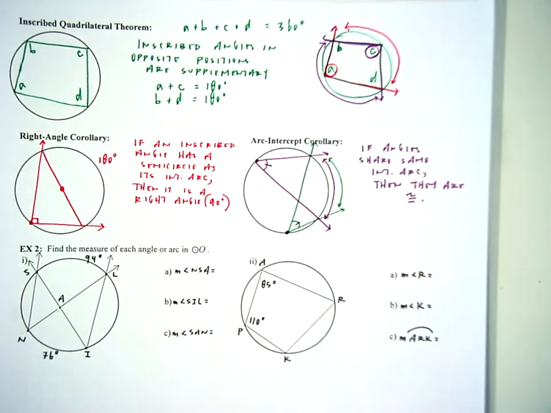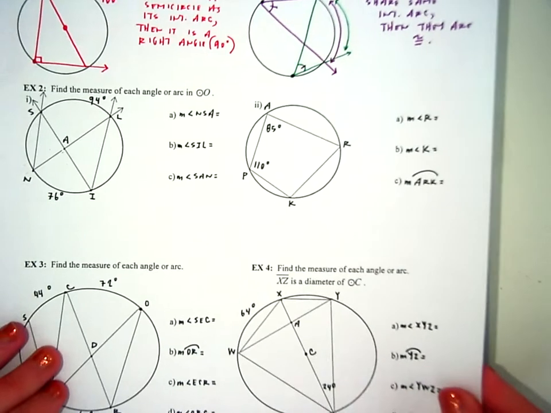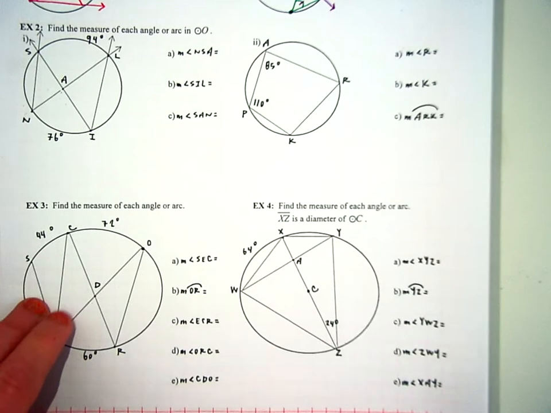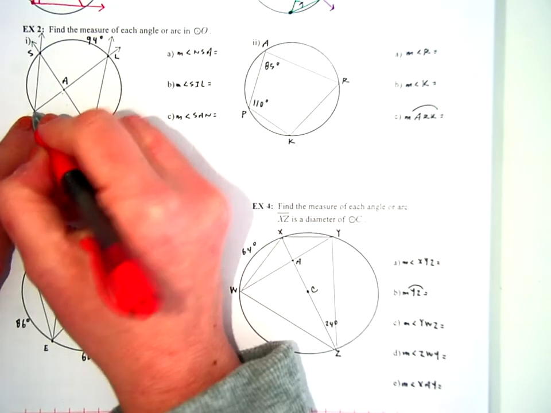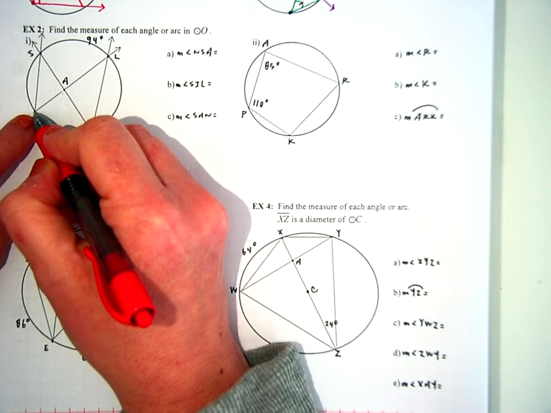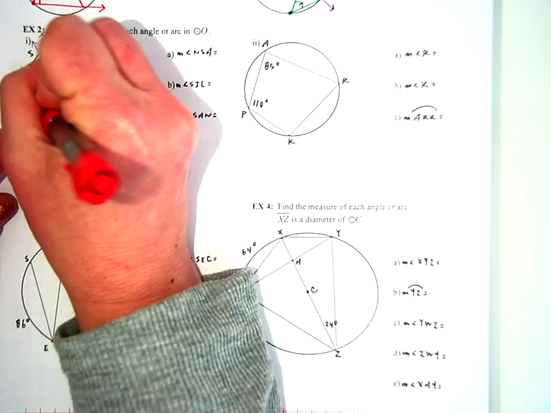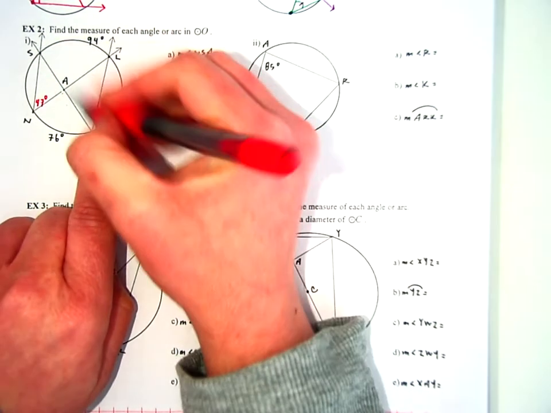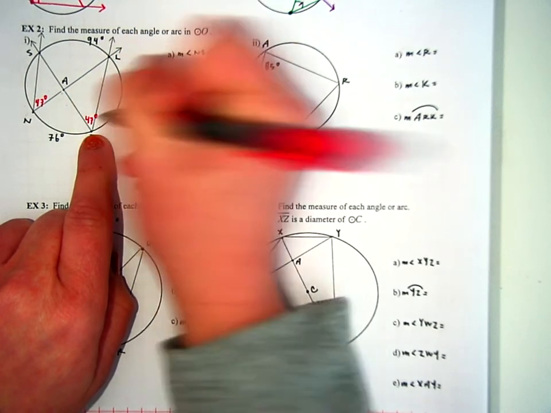Okay, and now a few more examples. So find the measure of each angle or arc in circle O. Let me just slide it up to here. So here, if I start off by looking at that 94 arc. So right here, vertex on the circle, this is an inscribed angle, has to be half of 94. So that gives me a 47-degree measure here. This angle has the same intercepted arc, so also 47 degrees.